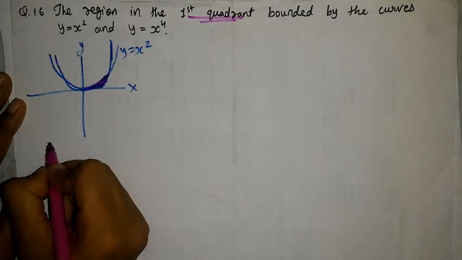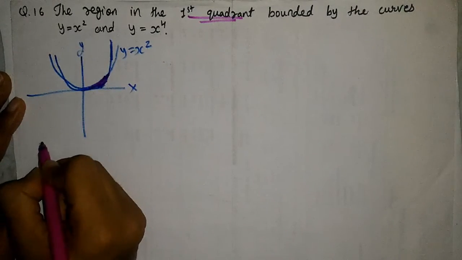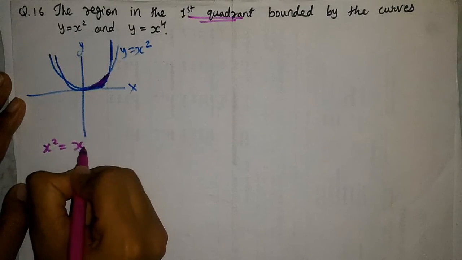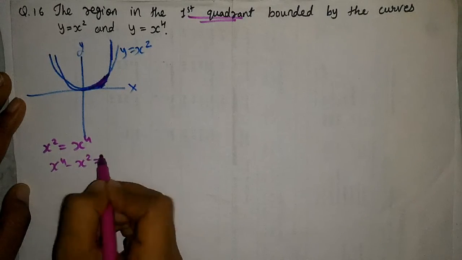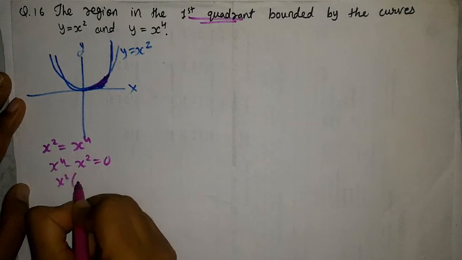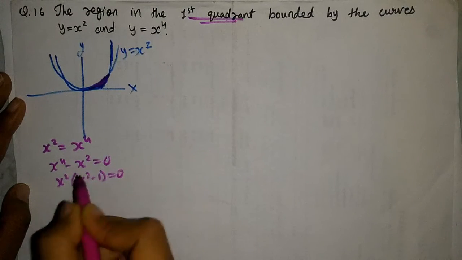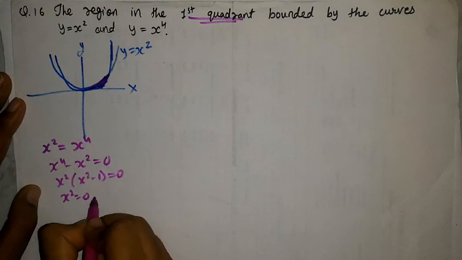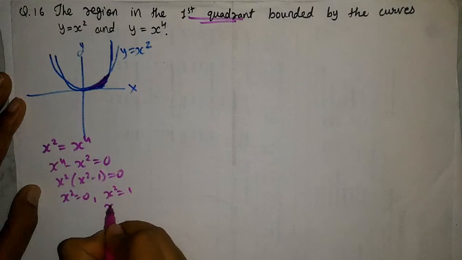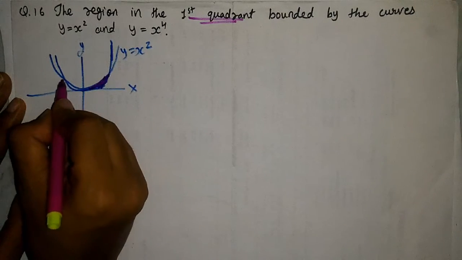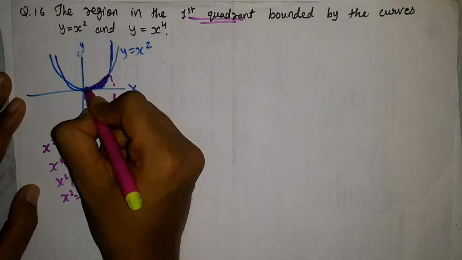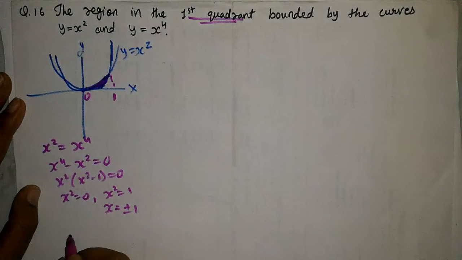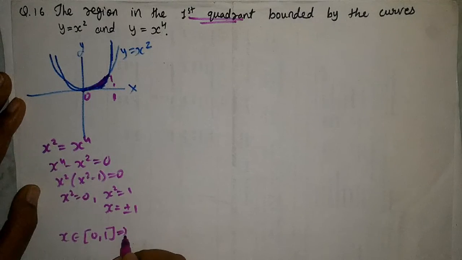Now we have to find the intersecting point. Equating both the equations, we get x square is equal to x raised to 4. So x raised to 4 minus x square is equal to 0. Taking x square common, we get x square into x square minus 1 is equal to 0. So x square is equal to 0 and x square is equal to 1. So x is equal to plus or minus 1. Here we have minus 1, here plus 1, but we have to find the first quadrant, so it will be plus 1. This will be 0. So we have got the points. We know x belongs to 0 to 1 because it's constant. So we have found this limit.